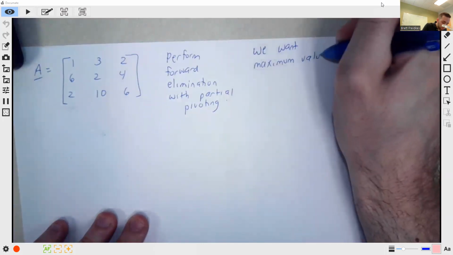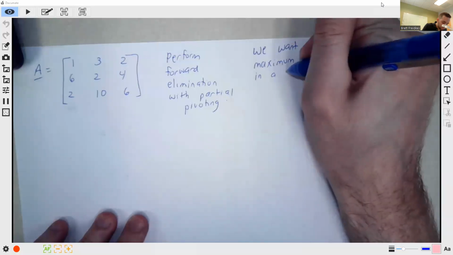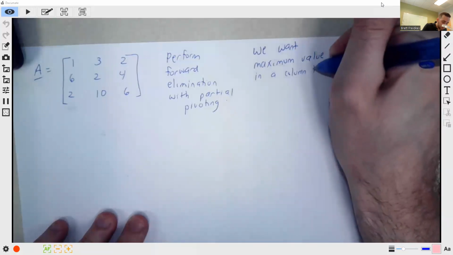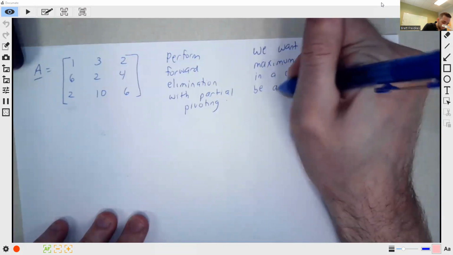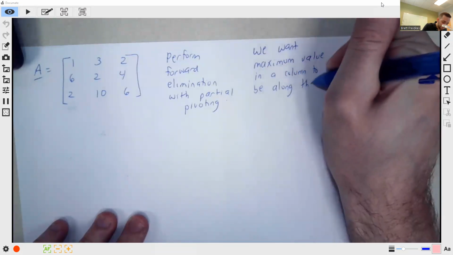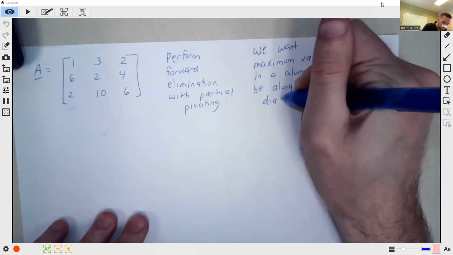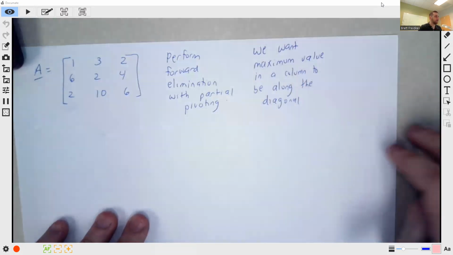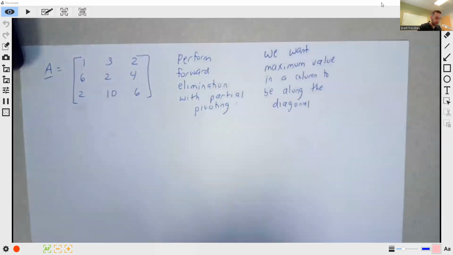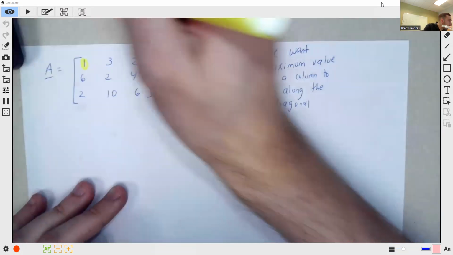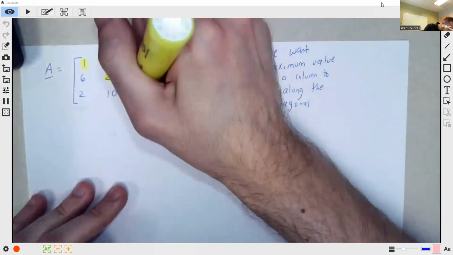the maximum value in a column to be along the diagonal. So again, if we look at our diagonal, which are, I'll highlight them, are these three.